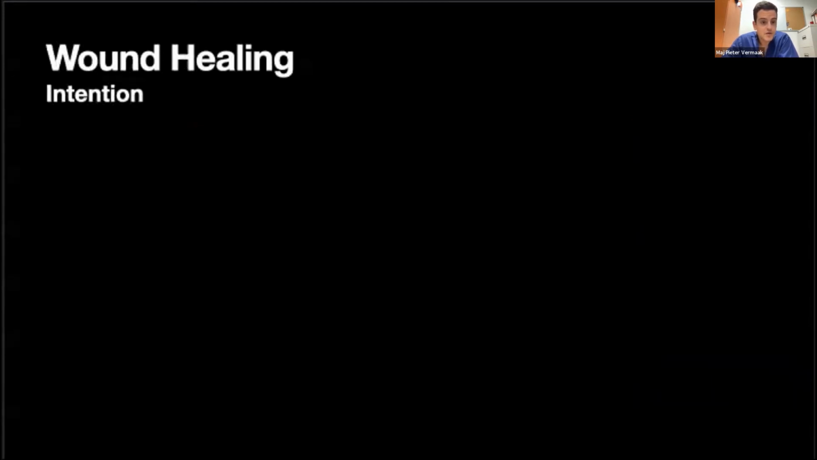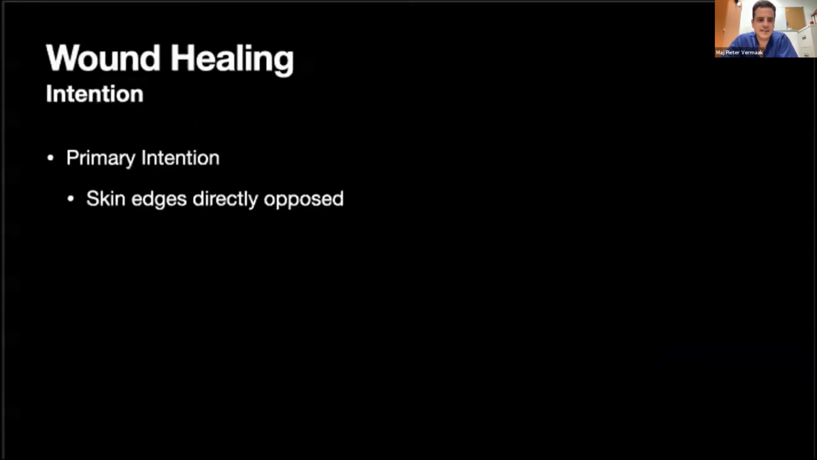So moving on to wound healing. In terms of intention of healing, we talk about primary, secondary, and tertiary intention. Primary intention is when you've made a cut. So think about a surgical incision. You've made a cut and you've put the skin edges back together with stitches. That heals by primary intention, so you oppose those skin edges.